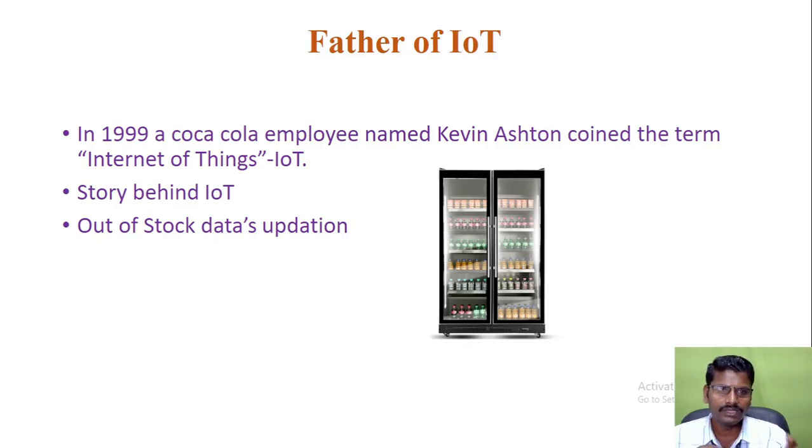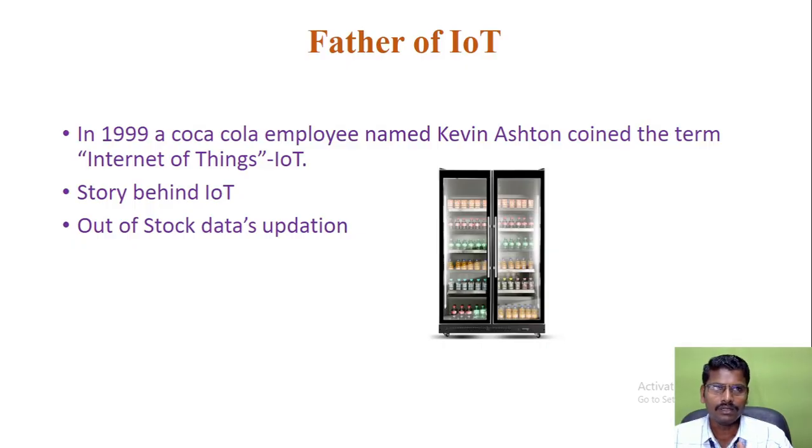Unfortunately, nobody knew that the particular beverage was out of stock, right? So anybody who saw that it was out of stock needed to update the corresponding data to the in charge, right? Only then would the beverage be refilled in that fridge. So he came up with an idea that it should be updated automatically. If the fridge is out of stock of some beverages, then it should be refilled very soon with the help of messages that reach the in charge automatically, right? So he came up with an idea called Internet of Things.